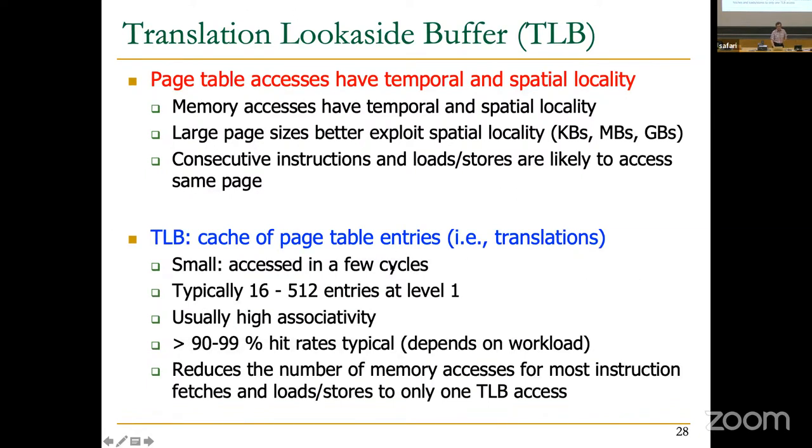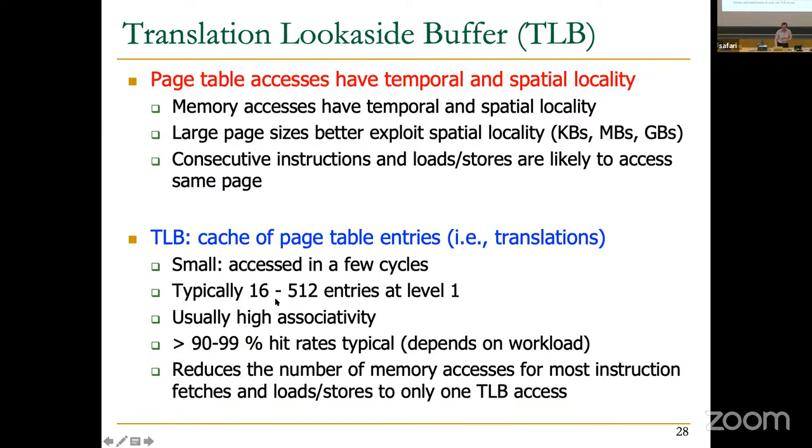It's small, and it's accessed in a few cycles. Typically, it's multi-level also. We have a hierarchy of TLBs in existing systems. So we have a hierarchy of caches, as we have seen, and we have a hierarchy of TLBs. One of them handles the data, the other one handles the translations. You may say there's a lot of waste, and I agree. That's true, but that's the cost of making life easy for the programmer, basically.